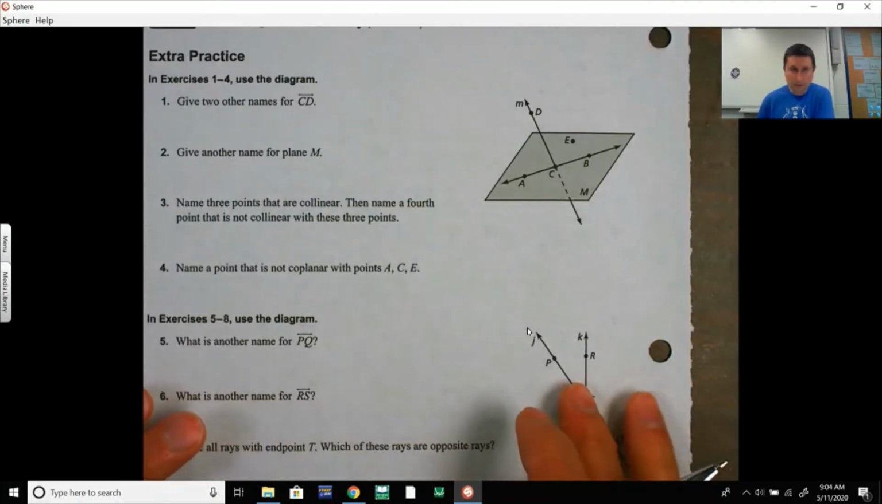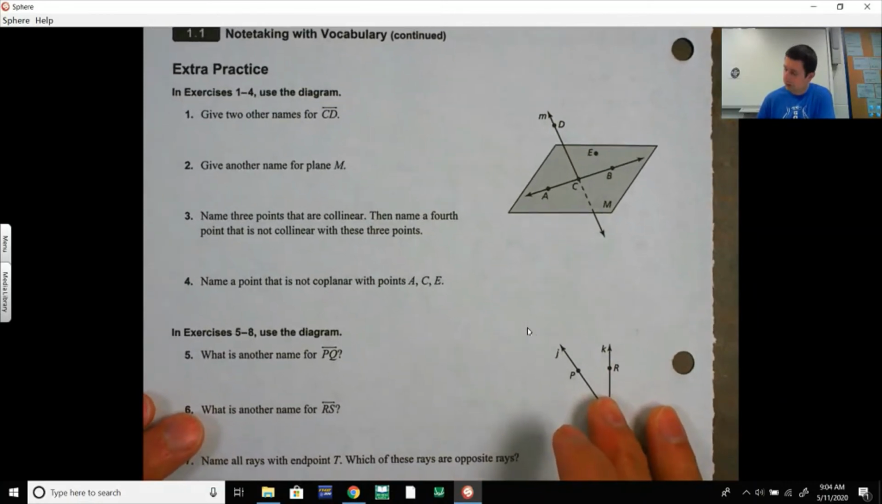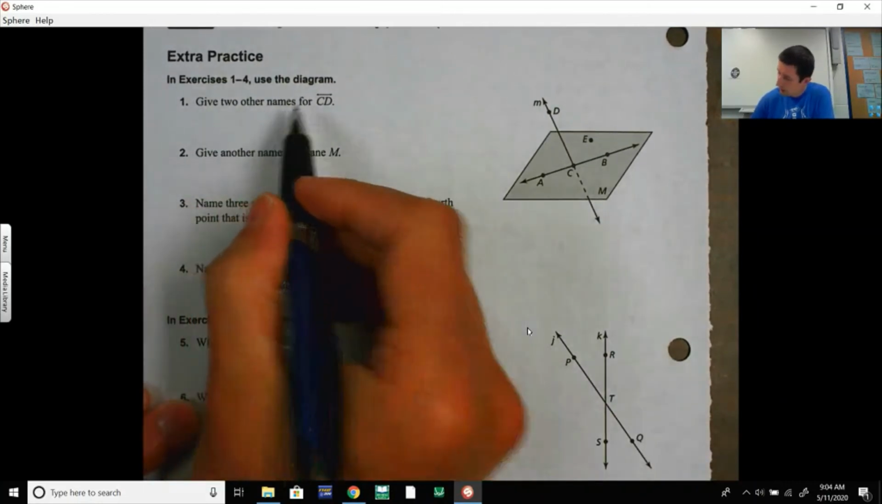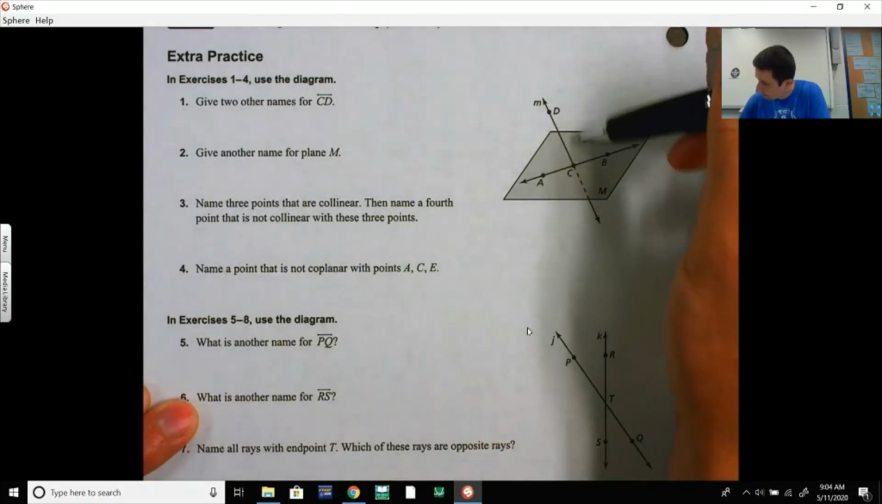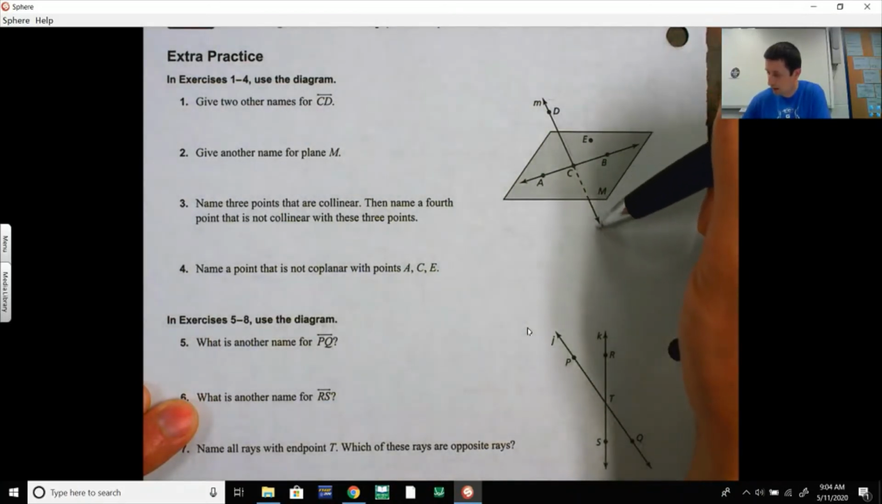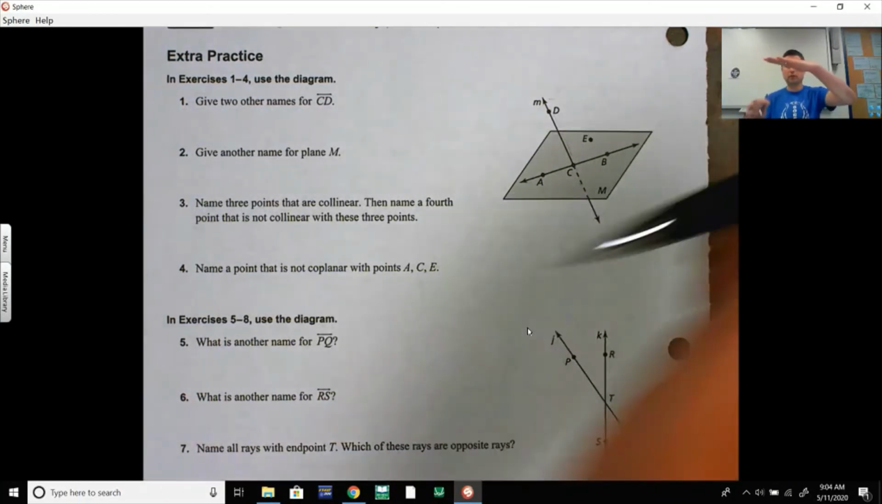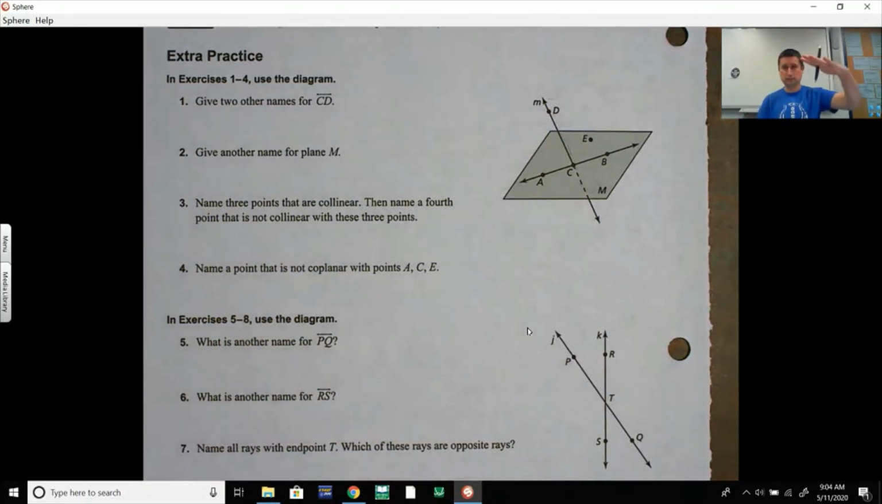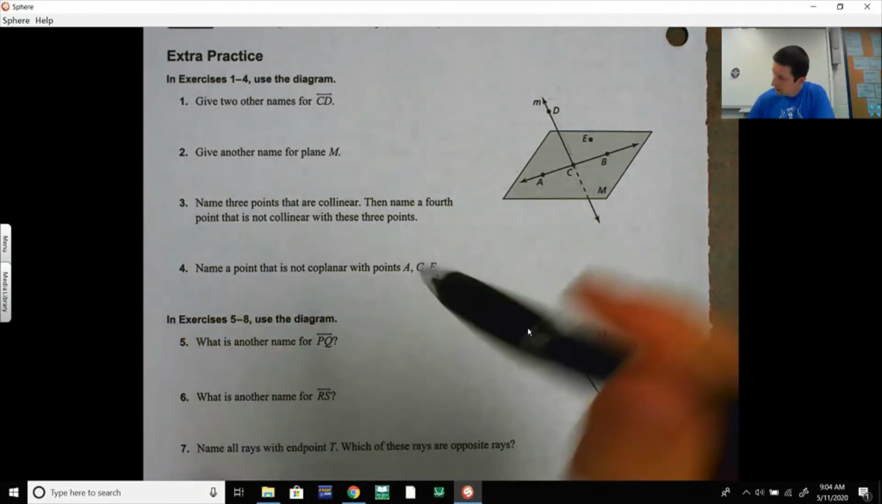Okay, a few more examples here. Use the diagram. Give two other names for line CD. So here's line CD. Now these dashed marks mean it's extending below the plane and it's going forever down. So you have like a sheet of paper and the plane is going through it like that. Okay? So two other names for line CD.